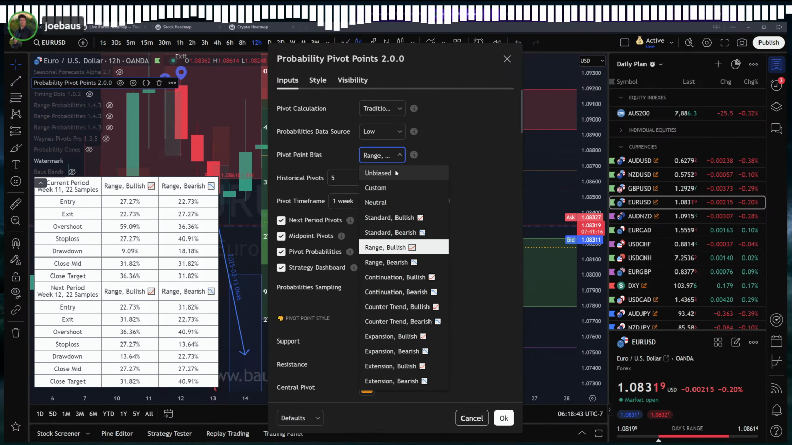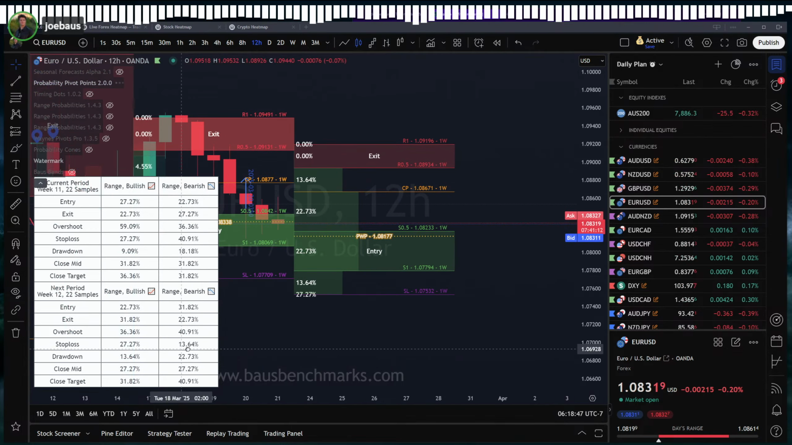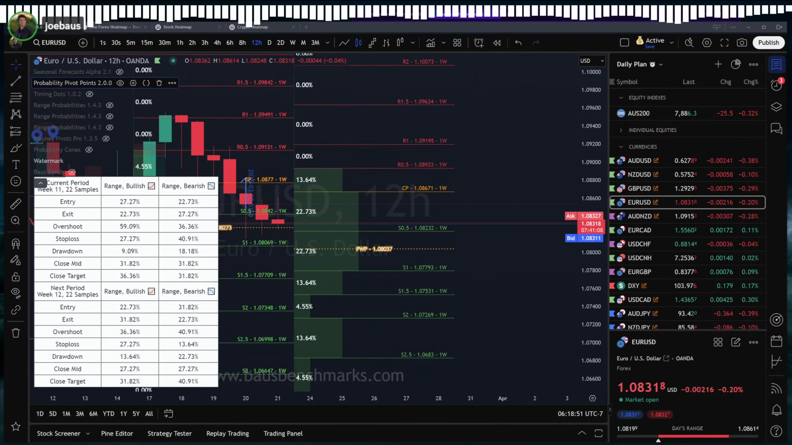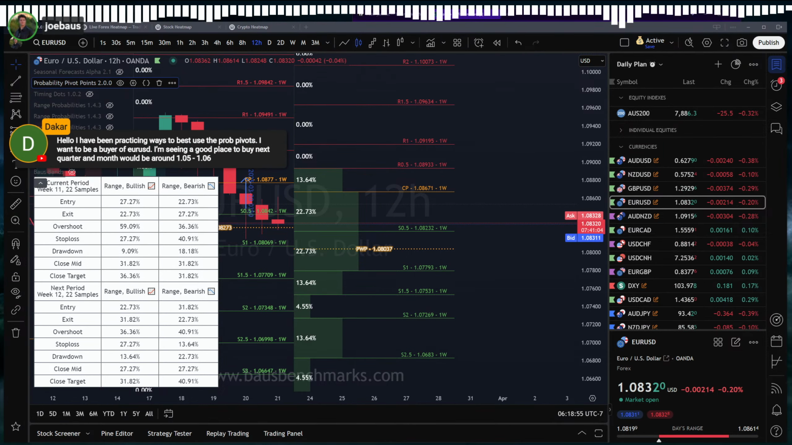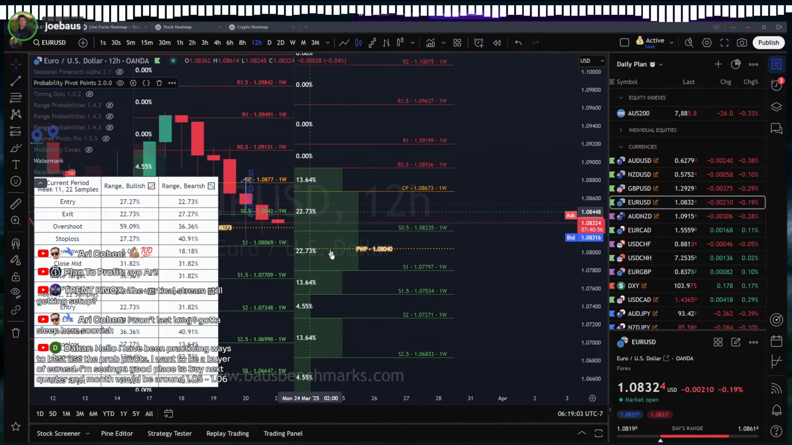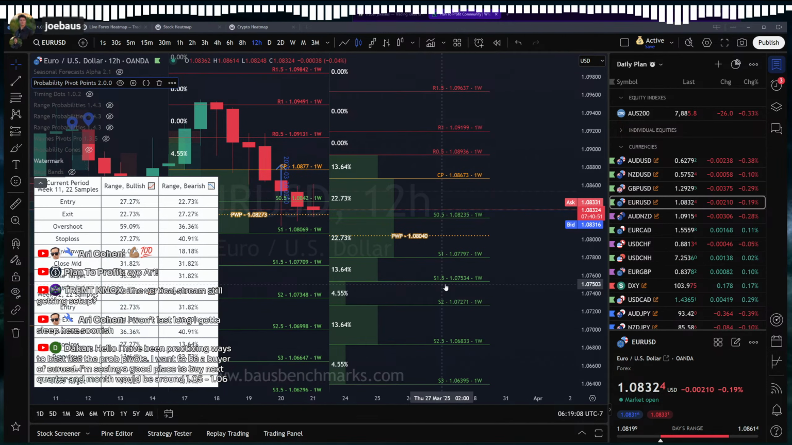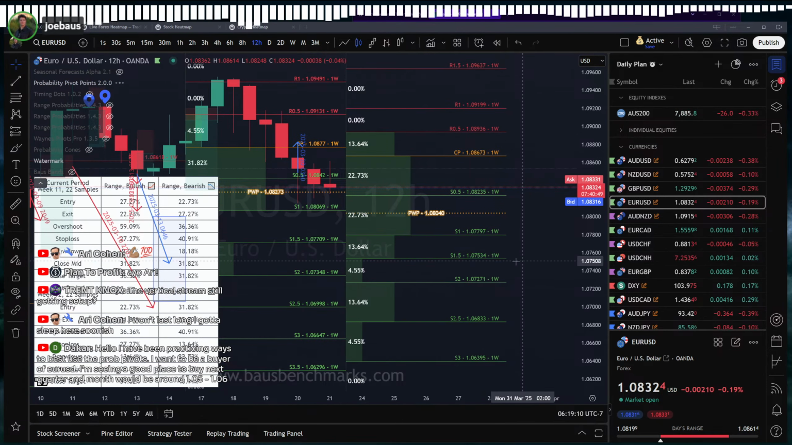But we're going to go ahead and go back to unbiased so I can see the full layout. Let's see. I'm seeing a good place to buy next quarter and month would be around 105, 106. That is quite a bearish outlook there, if I would say so myself. Quite the bearish outlook indeed.